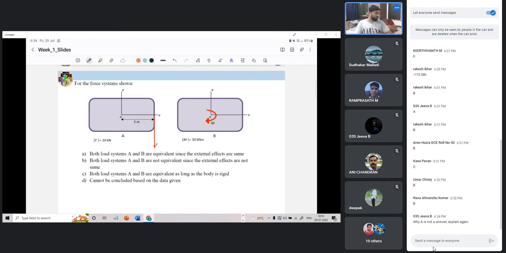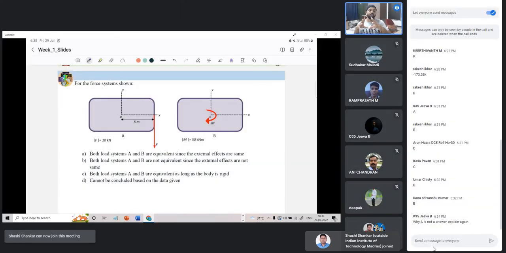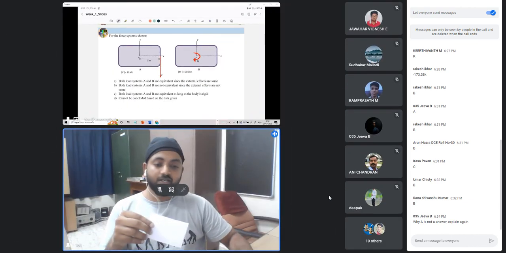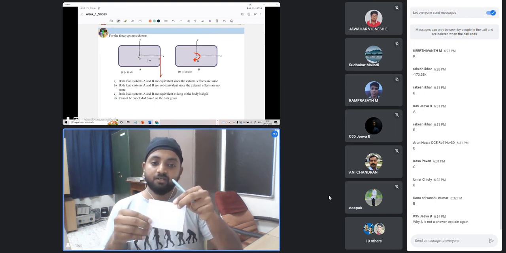Why is A not an answer? Explain again. Okay. What does A say? That both these load systems are equivalent since the external effects are the same. What are the external effects? When you have a body and you apply a force on it, it tends to translate along that direction, right? It will try to translate along that direction. If you apply a couple, it will try to rotate.